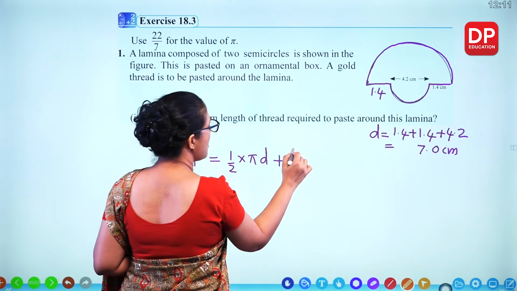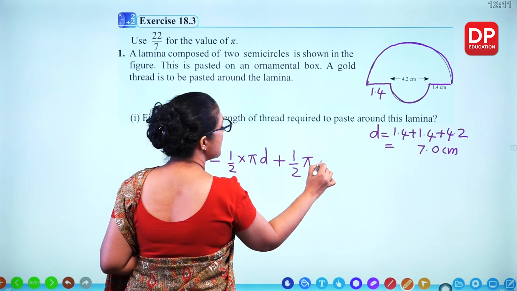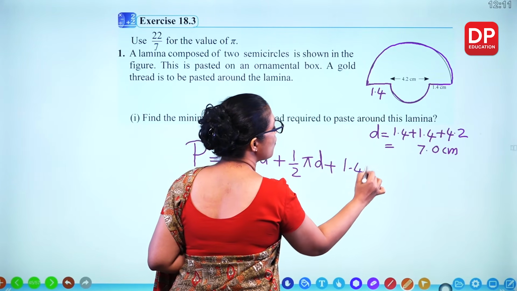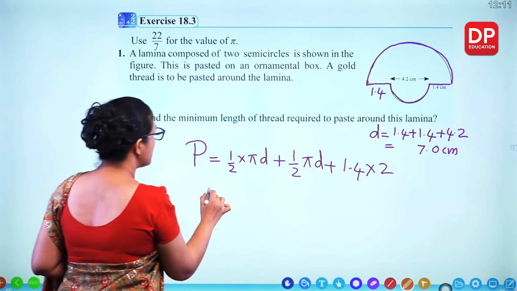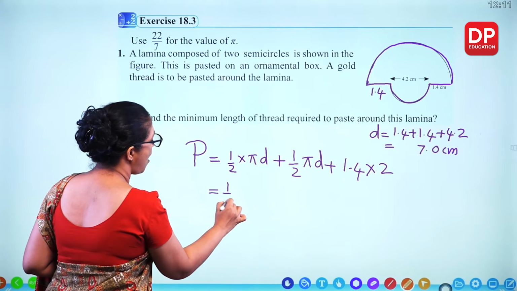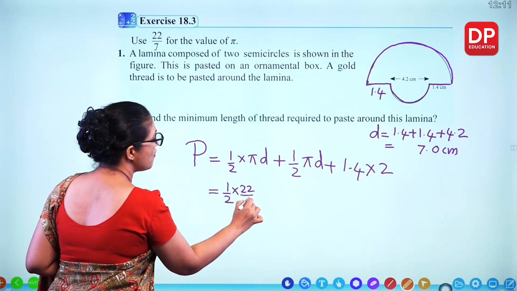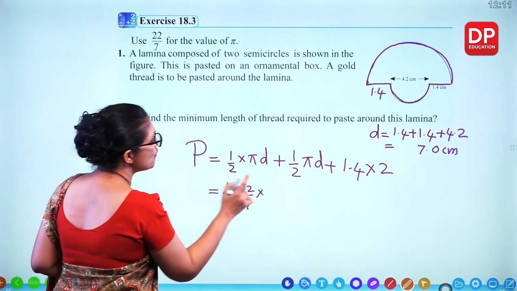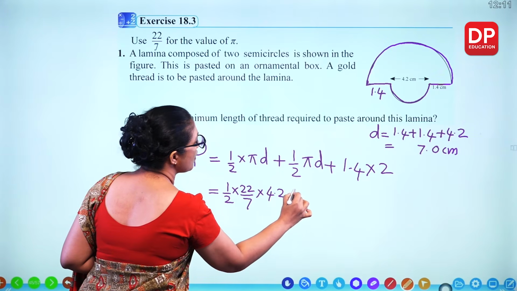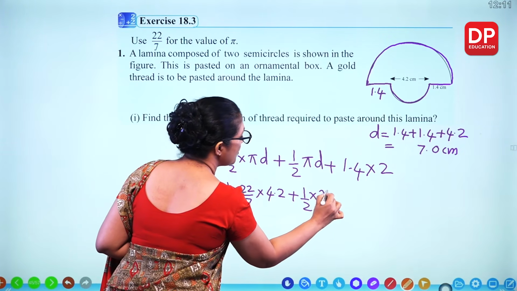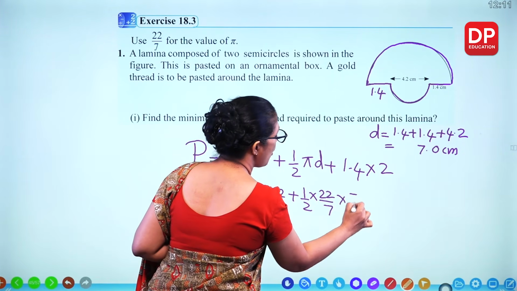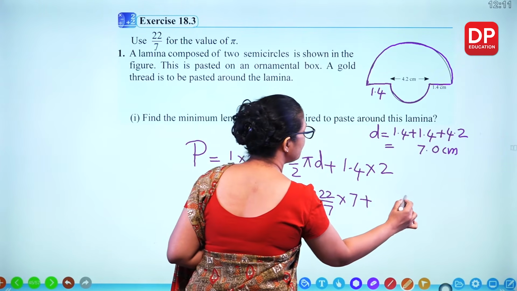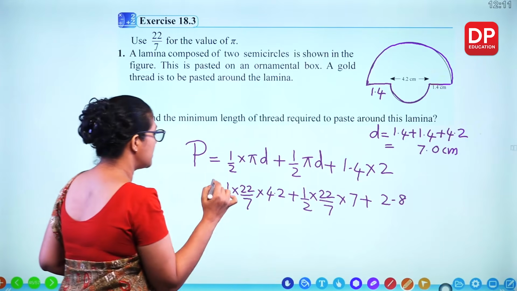So, again, half of pi d, this is the bigger one. And then you have to add 1.4 times 2. Now, we substitute the values. Half, pi is 22 over 7. What's the smaller diameter? Smaller diameter is 4.2. Bigger one, the diameter we found, that's 7. And 1.4 times 2, you get 2.8. Now add it.